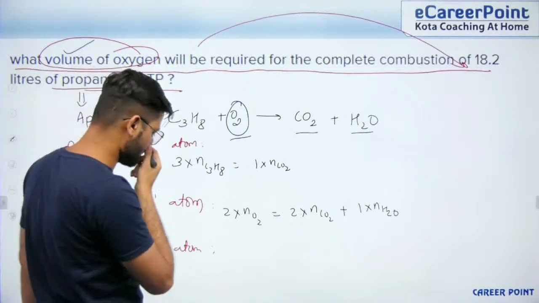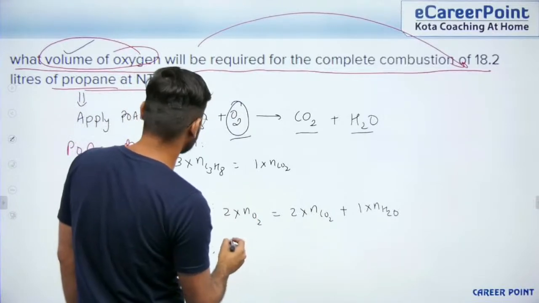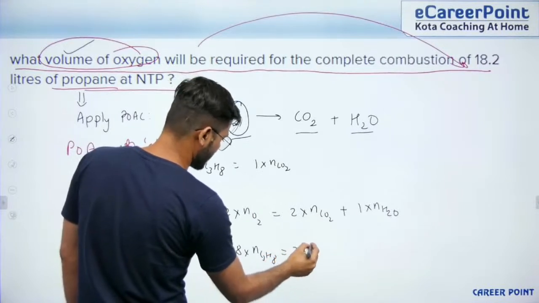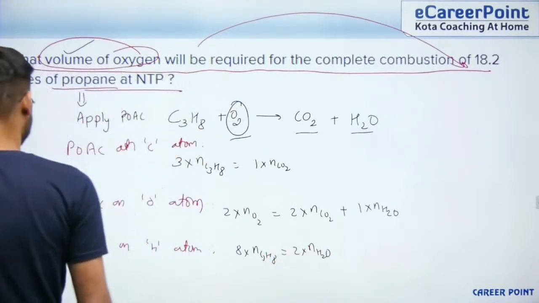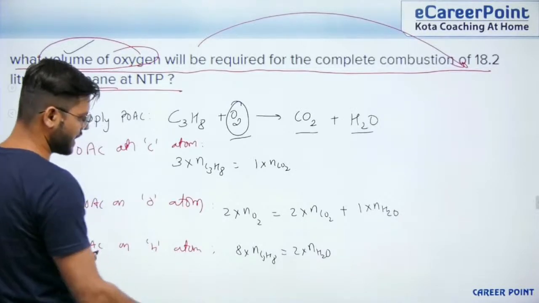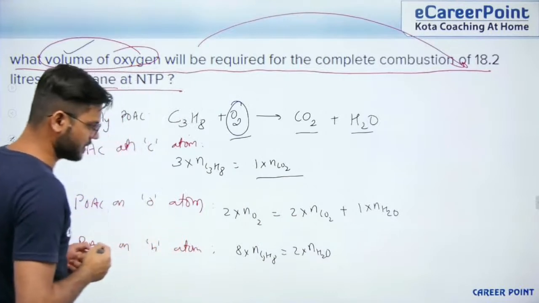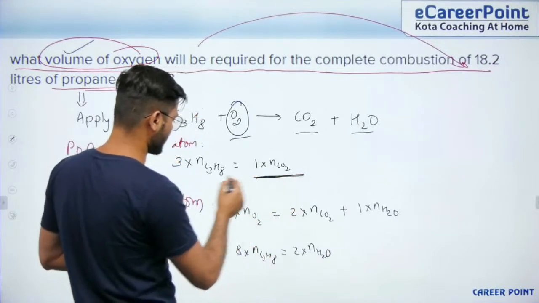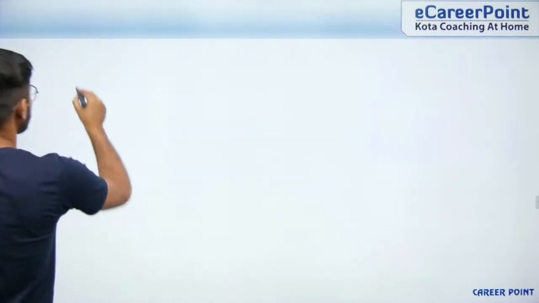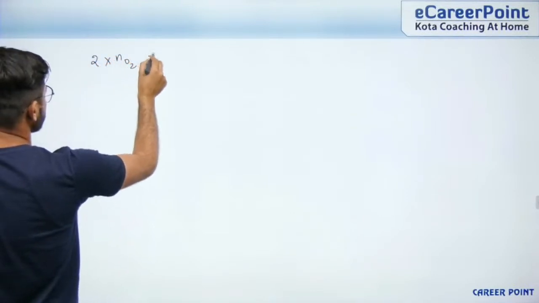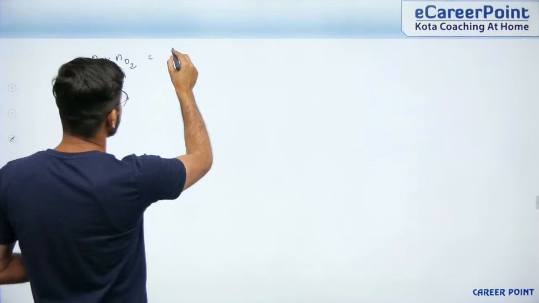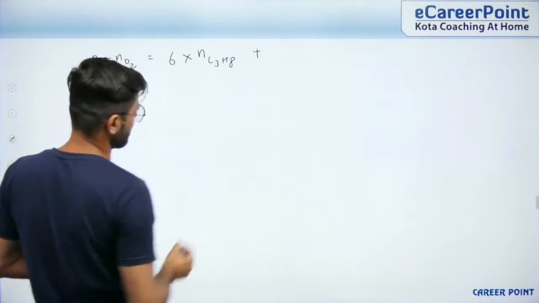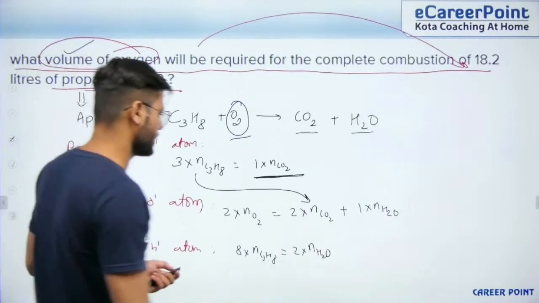So if we apply it for the hydrogen atom, it will be 8 into number of moles of propane equal to 2 into number of moles of water. So see, now here we have the number of moles of carbon dioxide, and from this relationship we can put it here. So it will be 2 into number of moles of oxygen equal to 2 into 3, 6 into number of moles of propane, plus we have the water molecule.